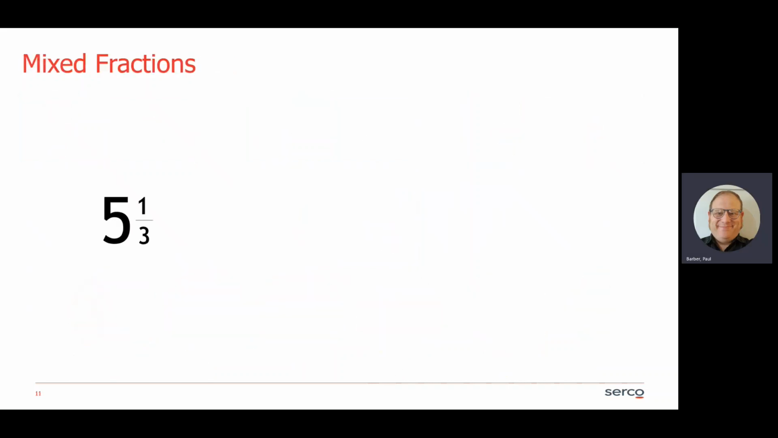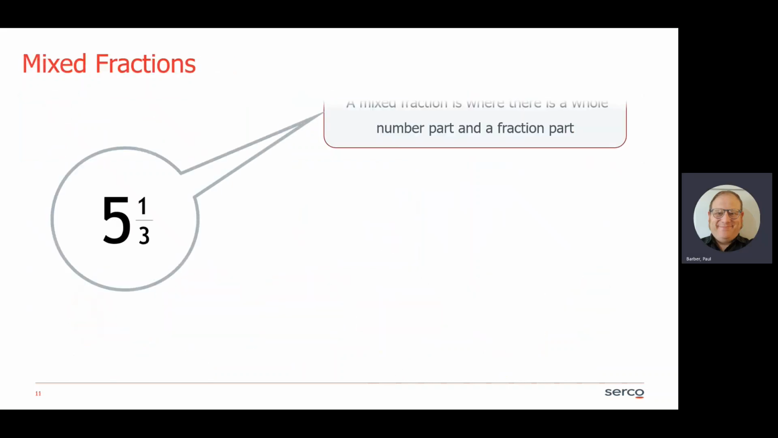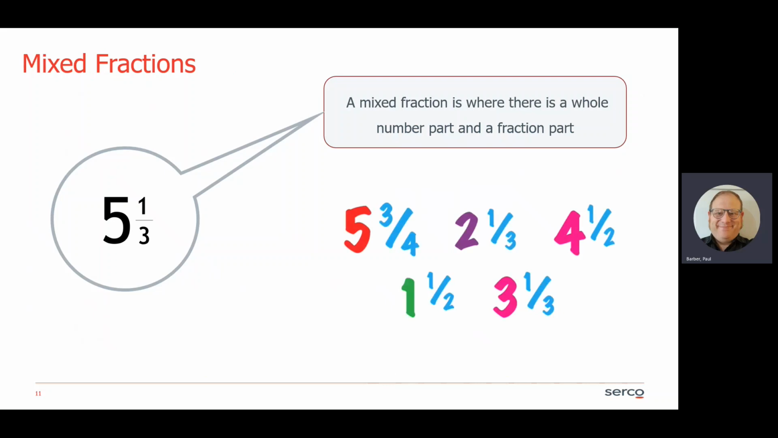And 5 1/3, you might be pleased to know, is an example of a mixed fraction. So a mixed fraction is simply where there's a whole number part and a fraction part. A whole number, in this case 5, and a fraction part, in this case we've got a third, and some of the examples there, 1 1/2, 2 1/3, whatever it might be.